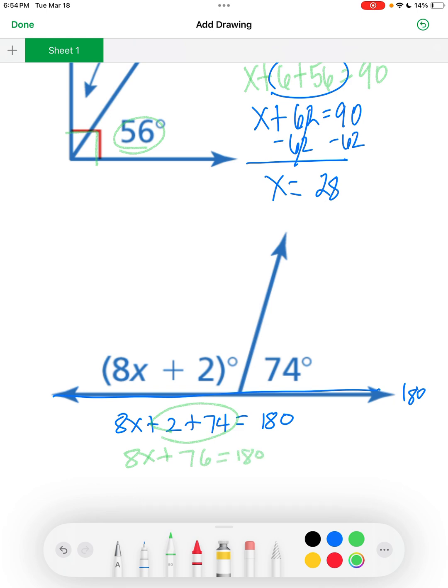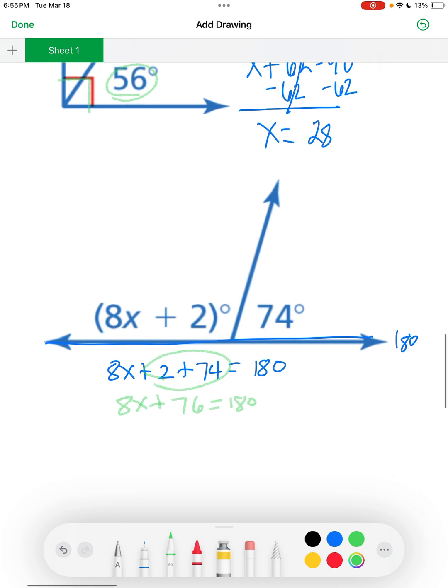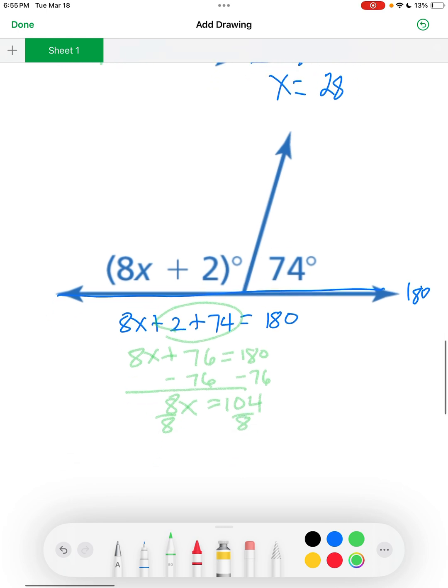And then you know the drill. We've been practicing this all year long, and I hope that you're becoming experts at that. We're going to do inverse operation with the 76. When I do that, I get 104. One more step, we divide by 8 to completely isolate my variable, and I get that x equals 13. And that's going to be my answer.